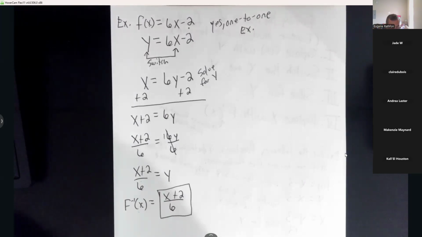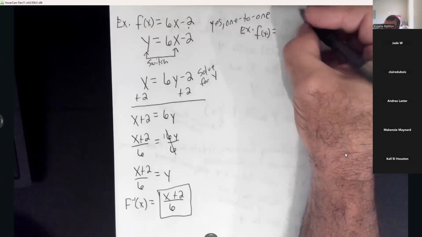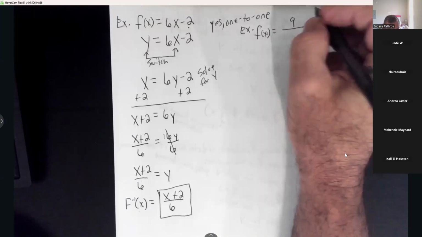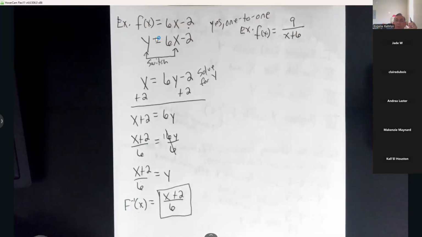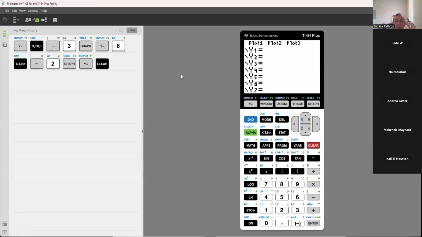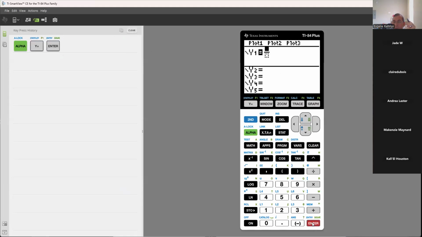All right, y'all. So this next one is one of the trickier ones. They're giving me f of x equals 9 over x plus 6. All right, so let's see what that graph might look like. I'm going to go y equals, clear that. All right, I'm going to get fraction notation, alpha y equals enter. On top, I had, what, a 9? On bottom, x plus 6.